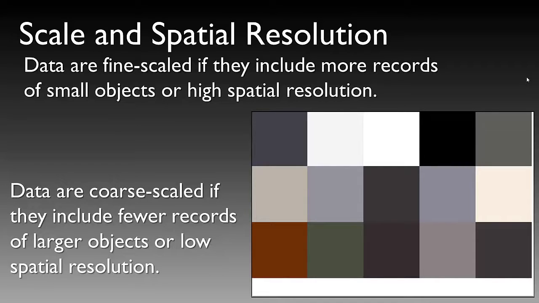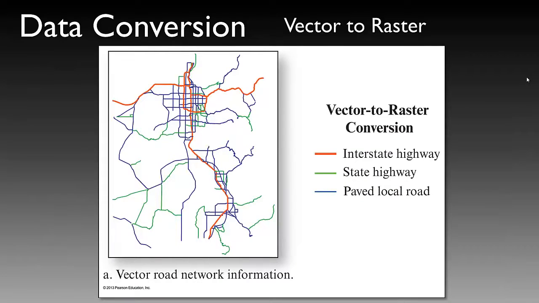Once we reach the 250 meter pixel resolution, we lost all definition of the ground detail. When you're conducting data conversion, especially vector to raster, you have to remember that you're going to lose the explicit edge of a vector data set. So as you can see in the example from the Jensen and Jensen book on your screen, we have a vector to raster conversion of interstate, state, and paved local roads along the Wasatch Front in Utah.